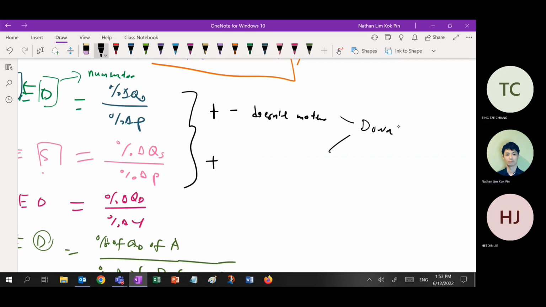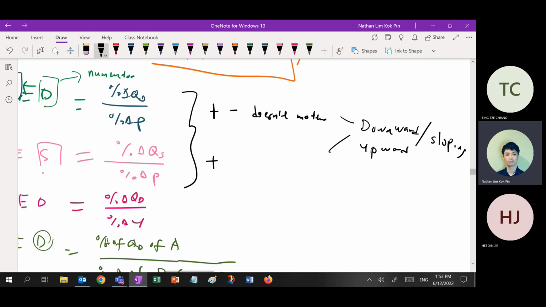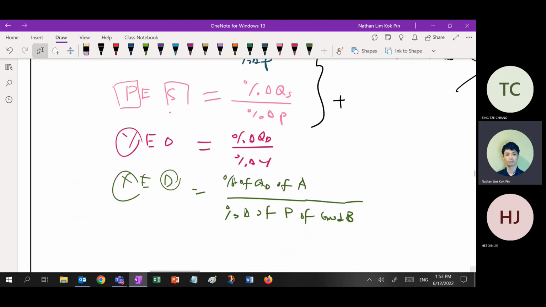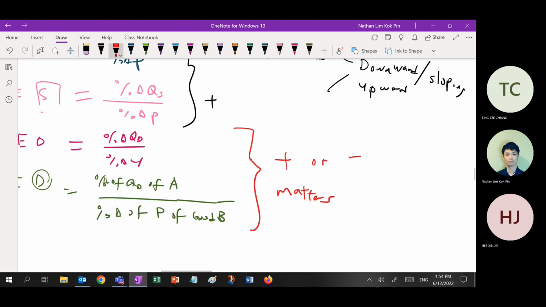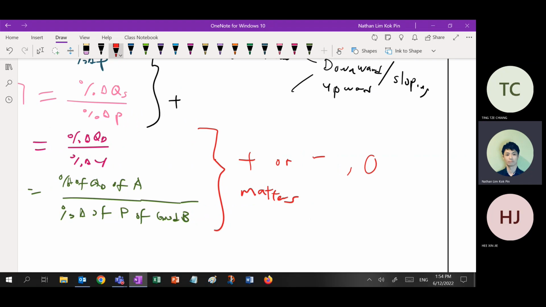The positive and negative here is just downward or upward sloping. It doesn't matter, it doesn't represent anything. But in here, it matters. That's why I put red color. Positive or negative matters a lot, because positive represents a different thing, zero represents a different thing, negative represents a different thing. Okay or not? You okay?